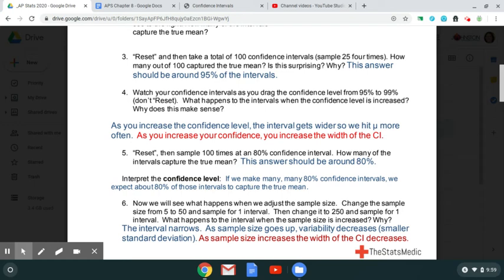Then, number 4, when you increased your confidence level from 95 to 99%, your intervals got wider. You should have seen the horizontal line get longer. So, as you increase your confidence level, the interval gets wider because we want to be more confident that we're going to capture the true mean. So, it's going to hit mu more often. So, as you increase your confidence, you increase the width of the confidence interval.